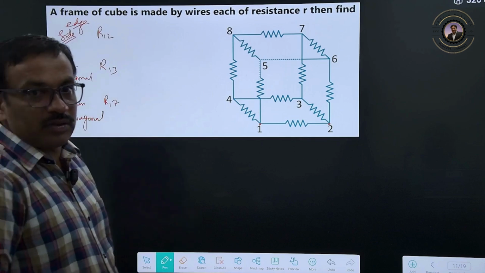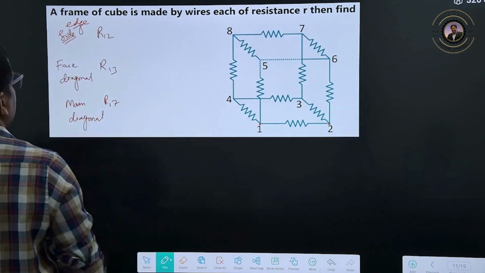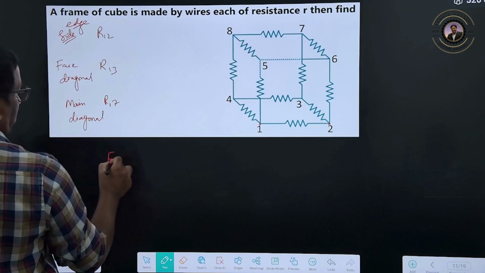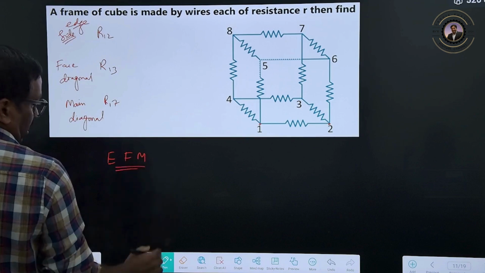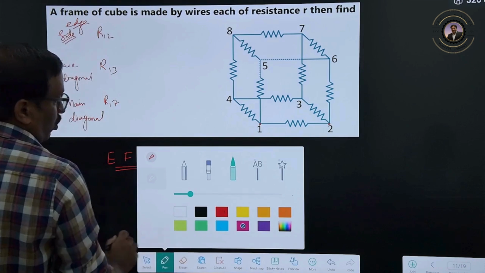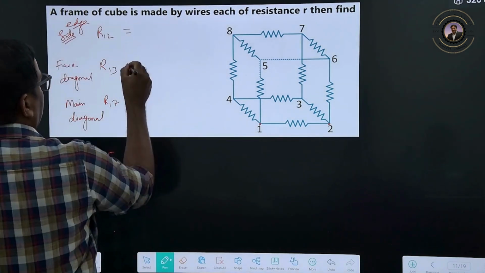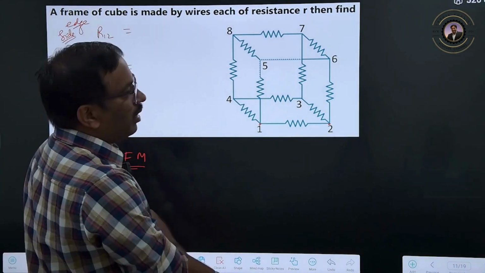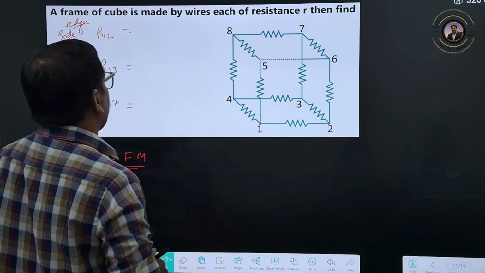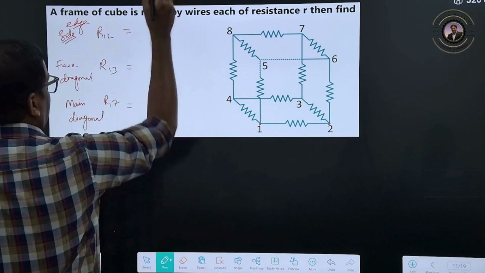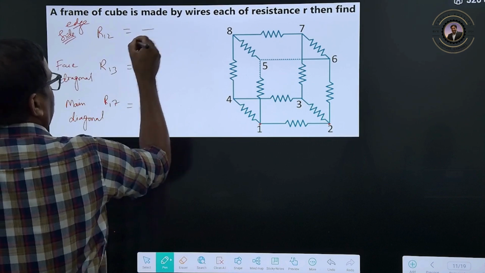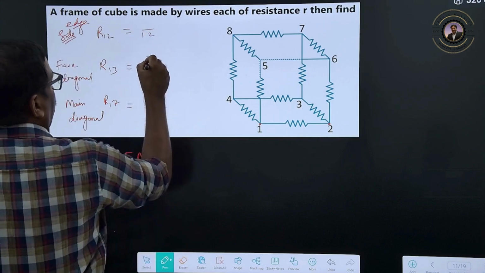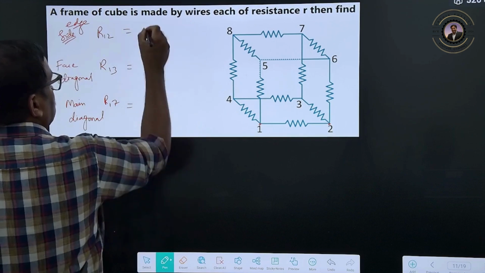So what are these? Just remember this: edge, face diagonal and main diagonal. You can remember it as electronic FM, clear. How to write these answers is simple, but the derivation goes lengthy. If anybody wants it, please comment and I will explain again. So just write down here. You can take the fraction here: 1 2, then 3 4 5 6 7.